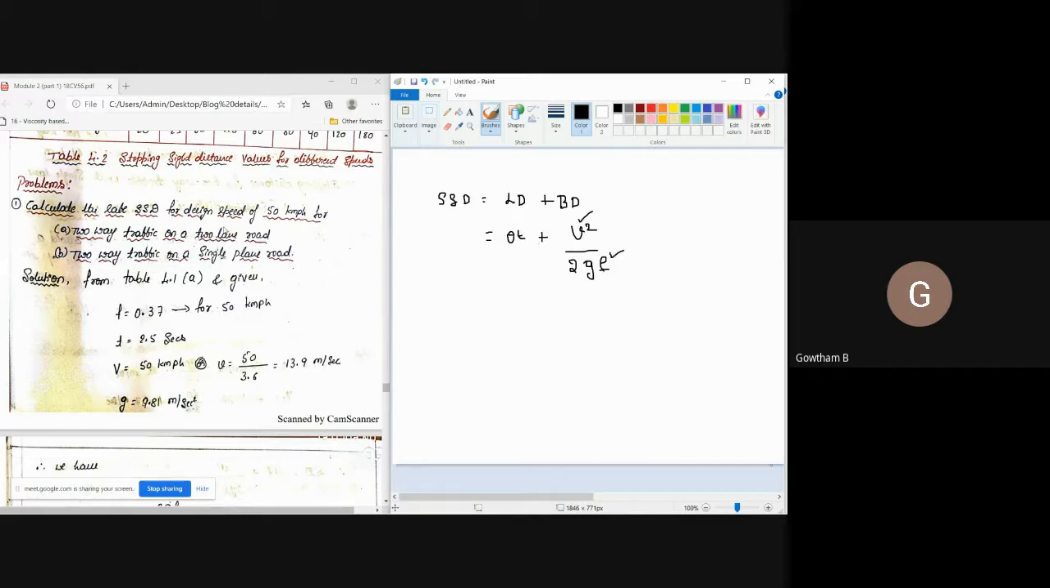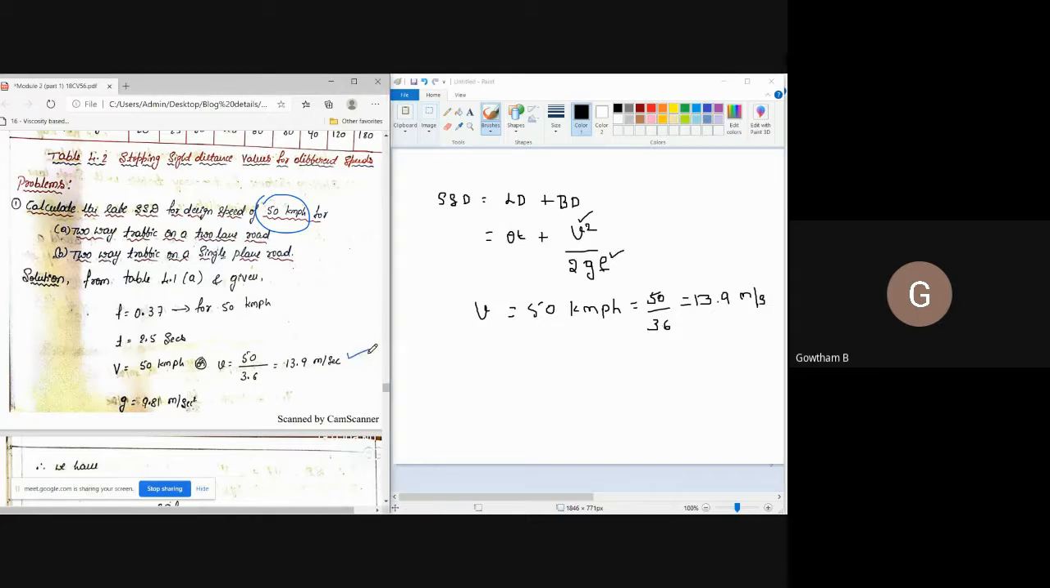Okay. Now we'll check out the problem, whether data is given in the problem to put into the formula. Here he is saying, calculate the safe SSD for a design speed of 50 kmph. That means he has given the speed data as 50. Therefore, we can consider V equal to 50 kmph, but you have to substitute this speed in terms of meters per second. Therefore, you just do 50 divided by 3.6, that will be equal to 13.9 meters per second.